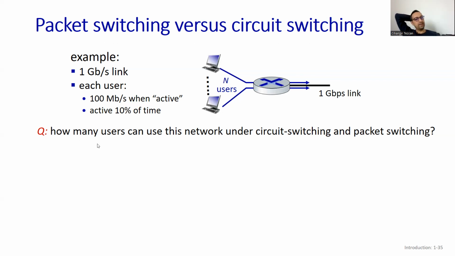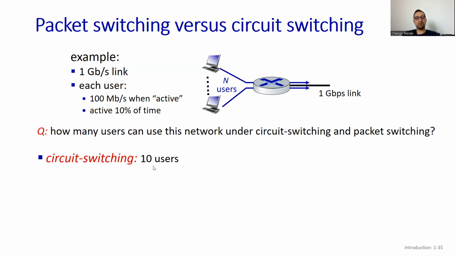So the question is, how many users can use this network under circuit switching and packet switching? And in this scenario, as the example says, not every user is active all the time. They are active 10% of the time. Think about it in this way: your computer is connected to the internet, but you don't use it 24 hours, the whole day, right? You use it from time to time. So, it is a probabilistic approach. We're assuming that every user is active 10% of the time, just 1/10 probability. So how much can you support?